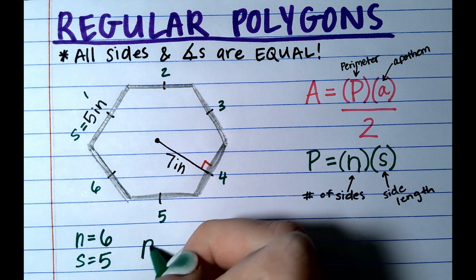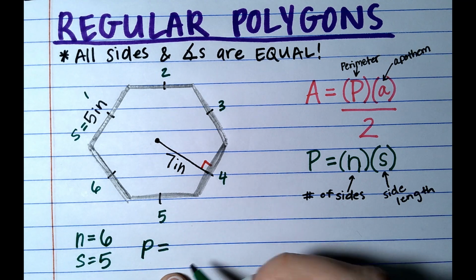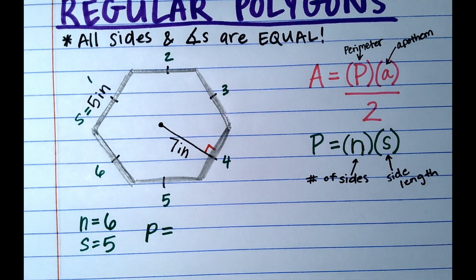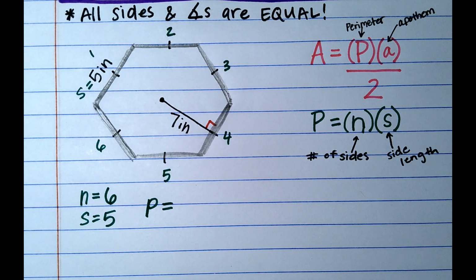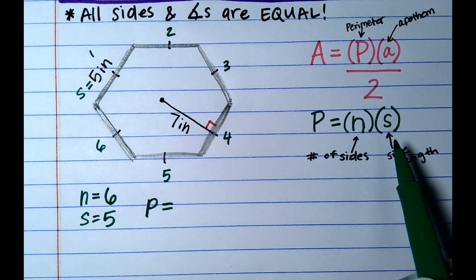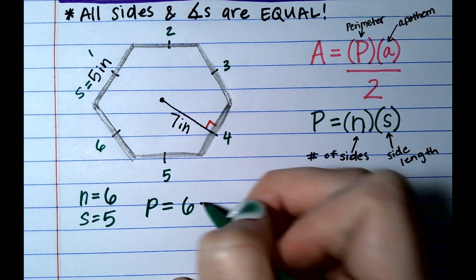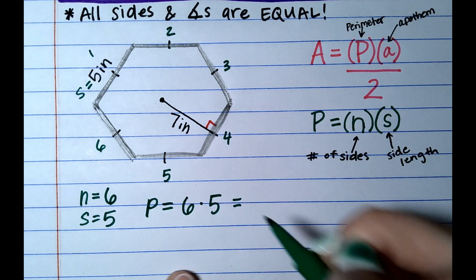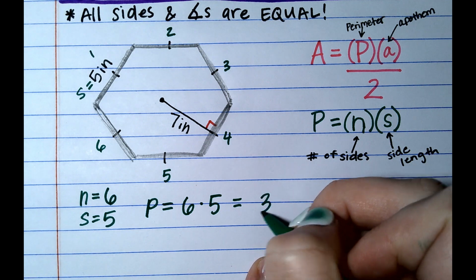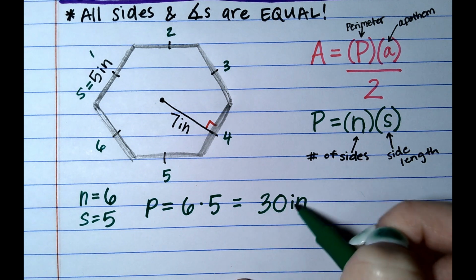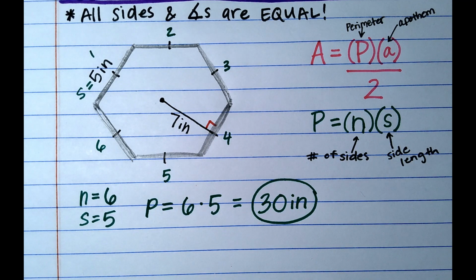So for perimeter, how'd you get 30? Take 5 times 6. Perfect. N is 6, S is 5. We're doing the number of sides times that side length, so 6 times 5, which is 30 inches. That's our perimeter.